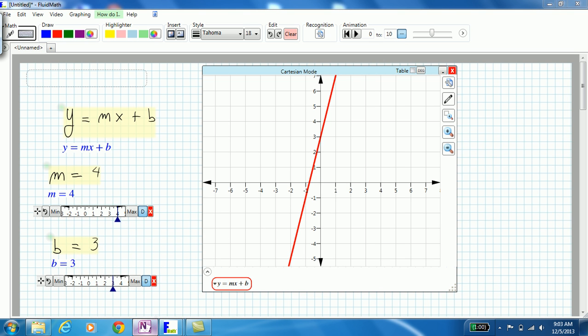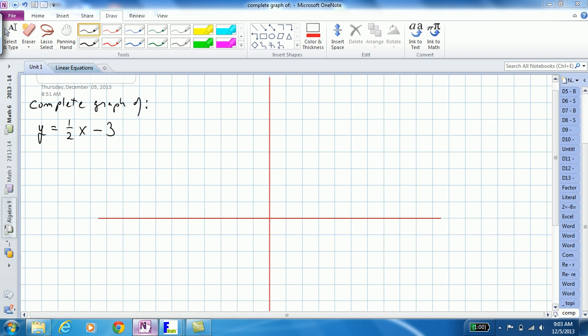So let's go with a particular example of this. If you want to make a complete graph of y equals 1/2 x minus 3, the important features of the graph are staring at us. This minus 3 is what we get when we plug in x equals 0. It's the y-intercept. So we go down on the y-axis to negative 3.